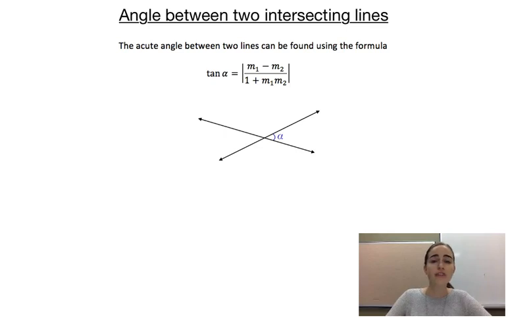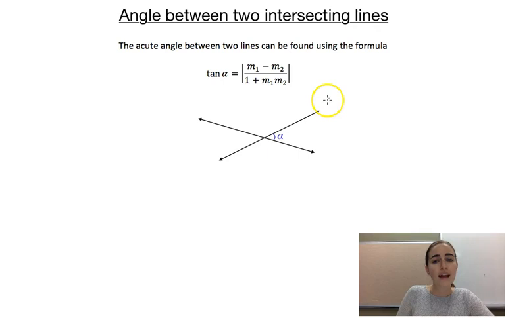In this video, I want to have a look at calculating the angle between two intersecting lines. So if we want to find the acute angle between two intersecting lines, we can use this formula here. So we've got tan alpha, where alpha is the acute angle made when those two lines are intersecting, equals the absolute value of m1 minus m2 over 1 plus m1 times m2.